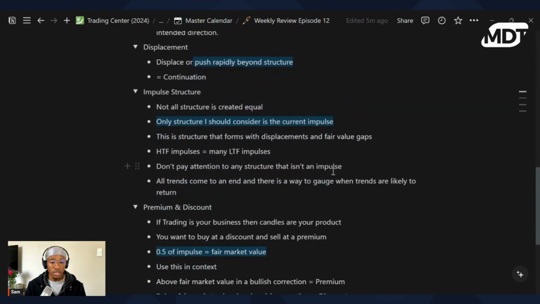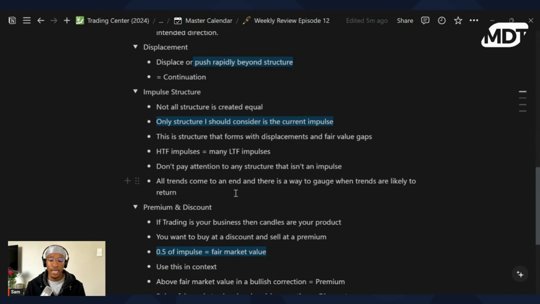Impulse structure. So this basically says that not all structures are created equal, and we should only focus on the structure that is considered to be a current impulse. This is the structure that forms displacement and fair value gaps. And so we don't pay attention to any structure that isn't an impulse structure, essentially. So there will be corrective structures and there'll be impulse structures. We're patient in the corrective structures, because we're trying to time the impulse structures, but then once we get into the impulse structures, we tend to be more aggressive in pulling the trigger and executing on trades.